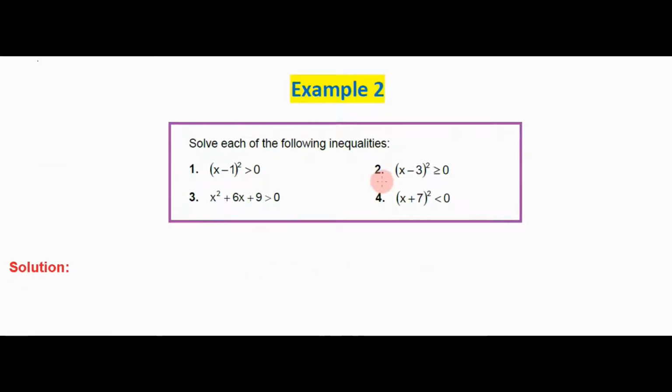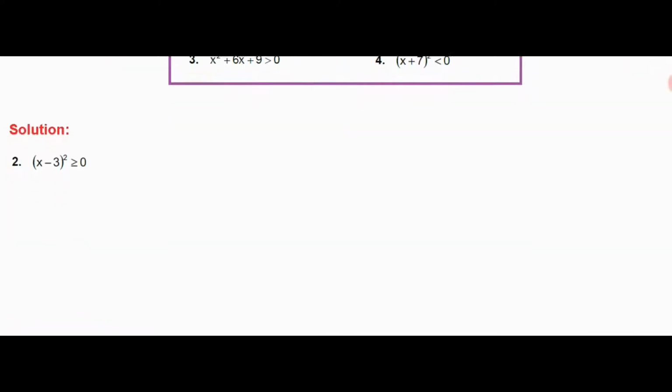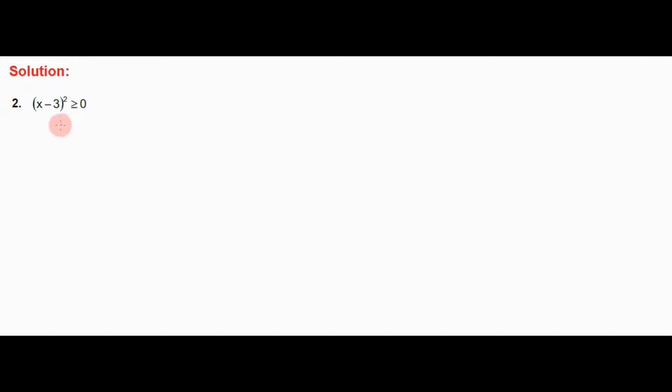Let's look at the second inequality. So here we have x minus 3 all squared must be greater than or equal to 0. And we need to find x. Now, we know that any real number squared is either going to be greater than 0, in other words positive, or it's going to be equal to 0.